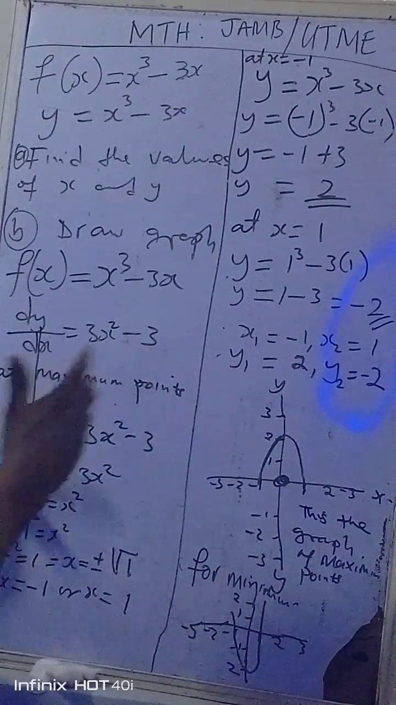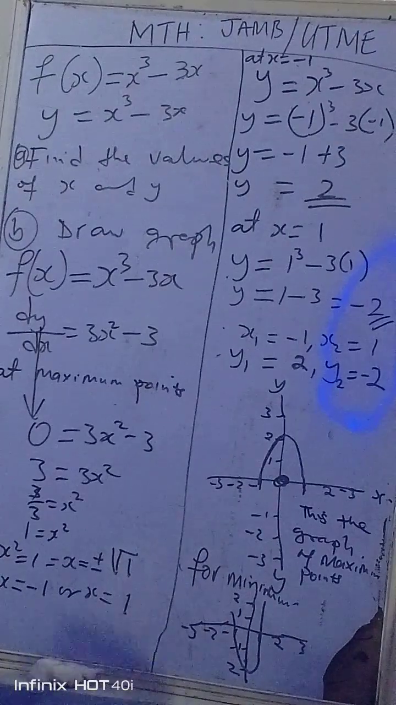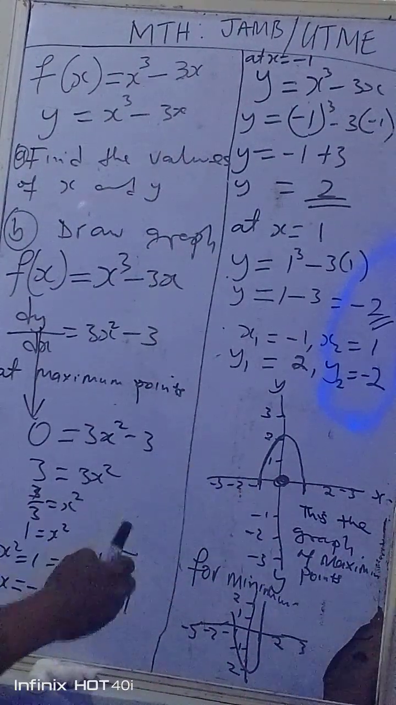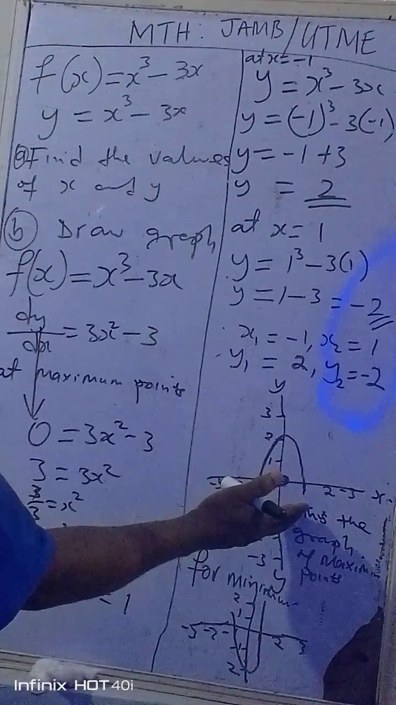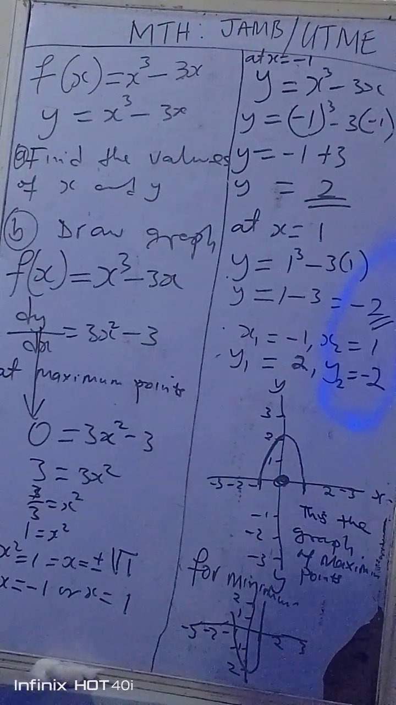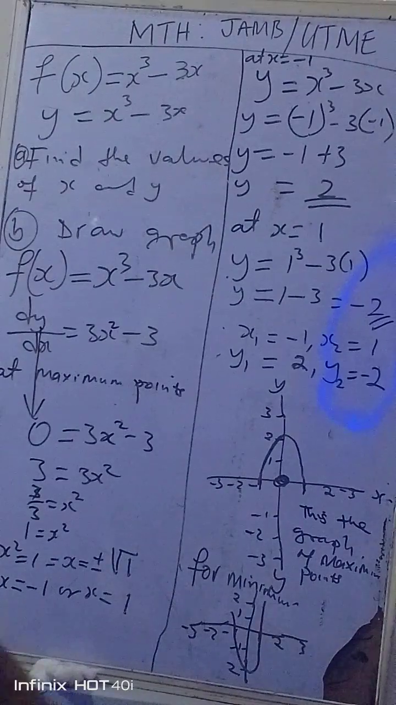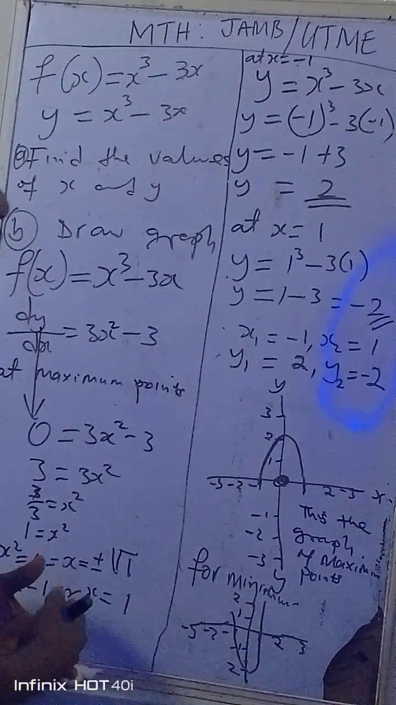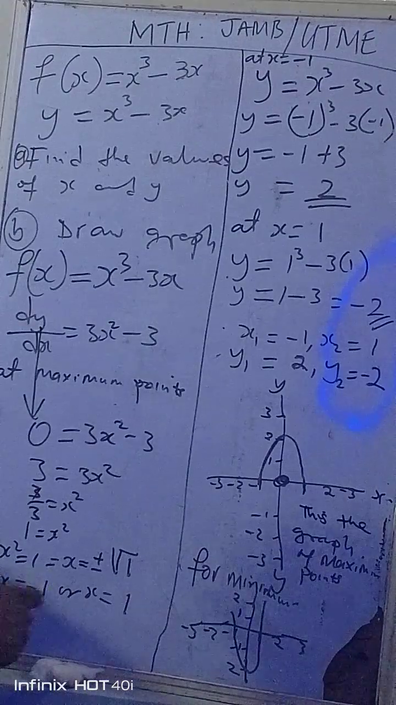So it depends on the one they ask you to find. So if you are given that y is equal to x raised to power 3 minus 3x, and you are asked to find the maximum point, or which of the graphs represents the maximum point, this is how it will come out to be. And if you are asked which of the graphs represents the minimum point, this is how it will turn out to be. And I believe this class has helped someone.